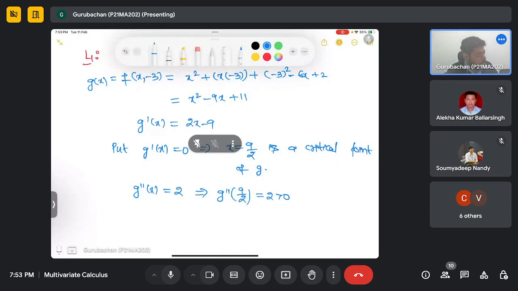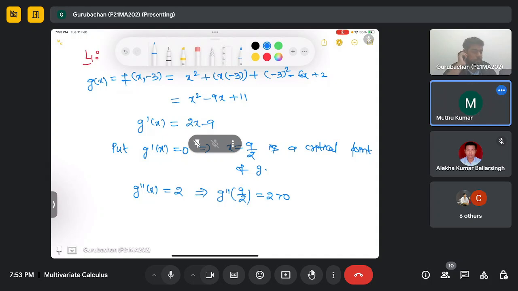Now tell me, what is the need to find g double dash? How will you decide that this is a relative minima or maxima? I get your point that there is no need, but I'm just telling about recalling the single variable theory. I need to do that also for the recalling. From here we can decide the critical point of function f.